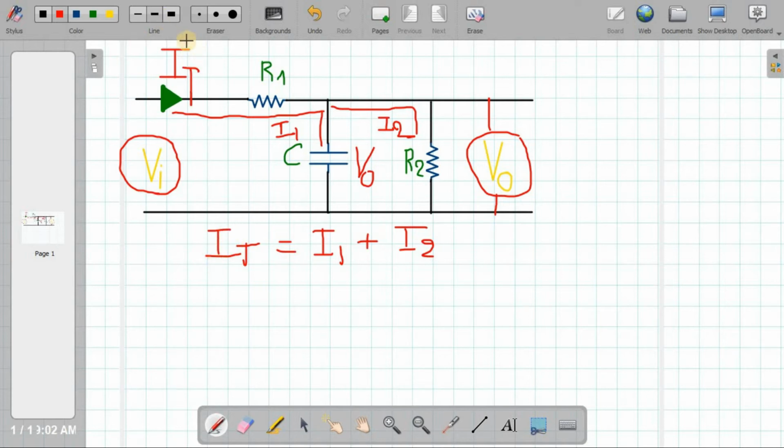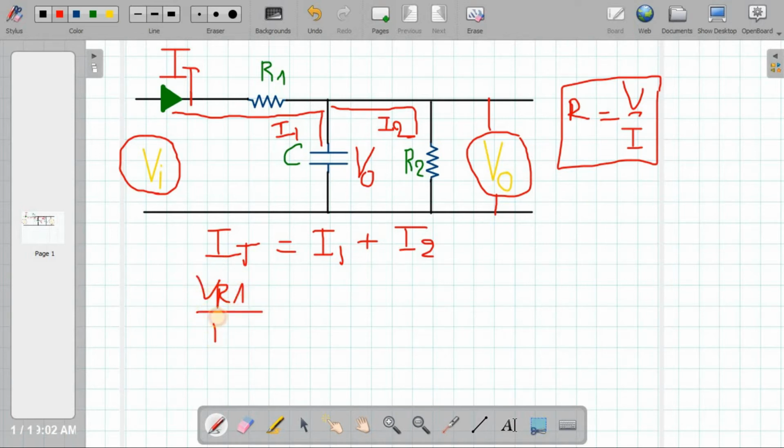This current is the one that flows through the resistor R1. So we can say I total is equal to what? Ohm's law: we know that for a resistor, Ohm's law says resistance is equal to the voltage over the current. So we can say I total is equal to the voltage across the resistor R1 over resistor R1, using Ohm's law. And then now we're done with that.